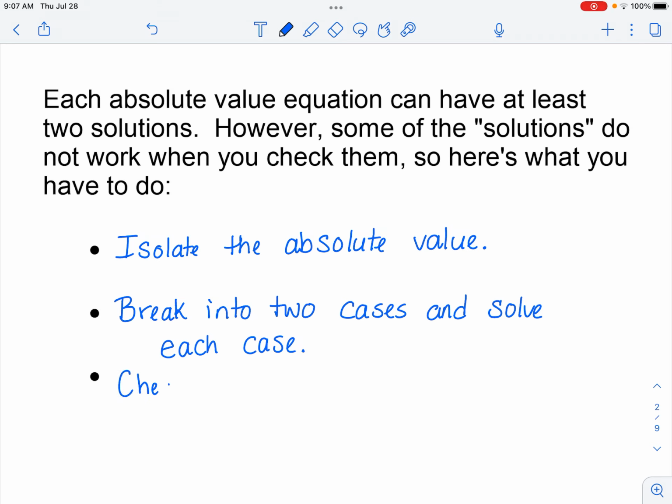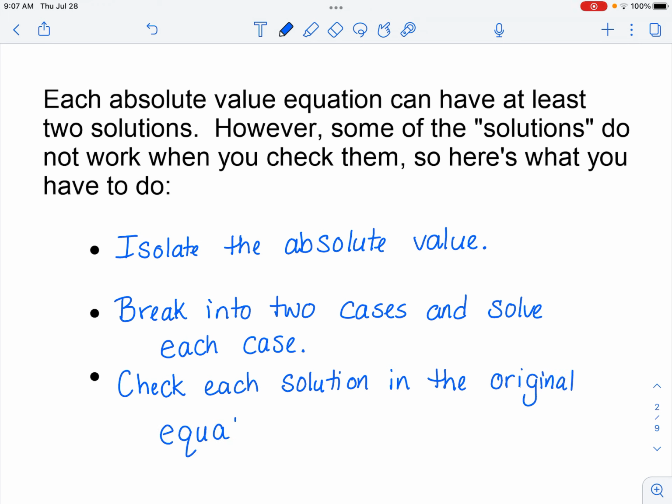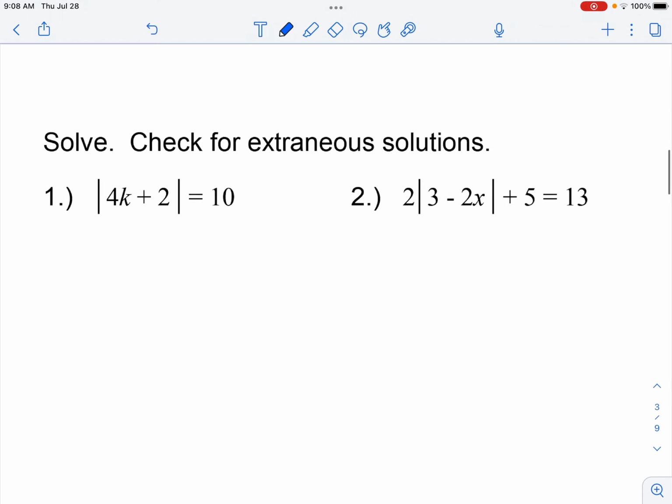Once we solve, we are going to check each solution in the original equation before anything was moved around. Sometimes we'll get to keep every answer that we got. Other times we'll eliminate one. Sometimes we may eliminate all answers and end up with a no solution. All right, that's called checking for extraneous solutions. All right, so let's take a look at the first few examples.